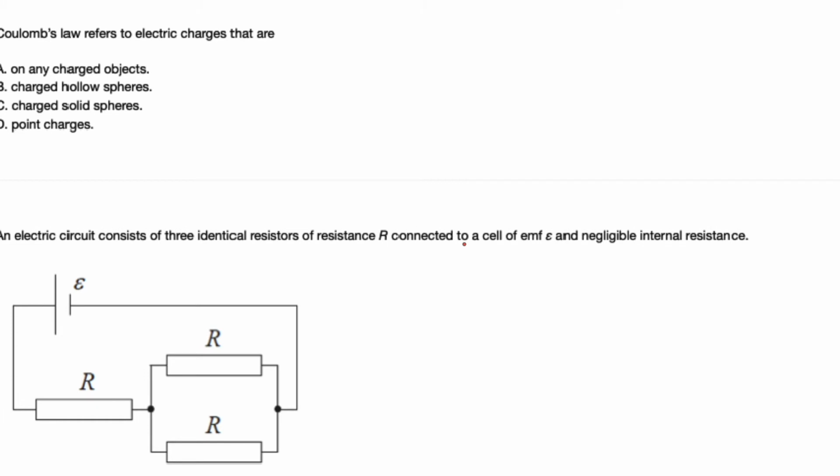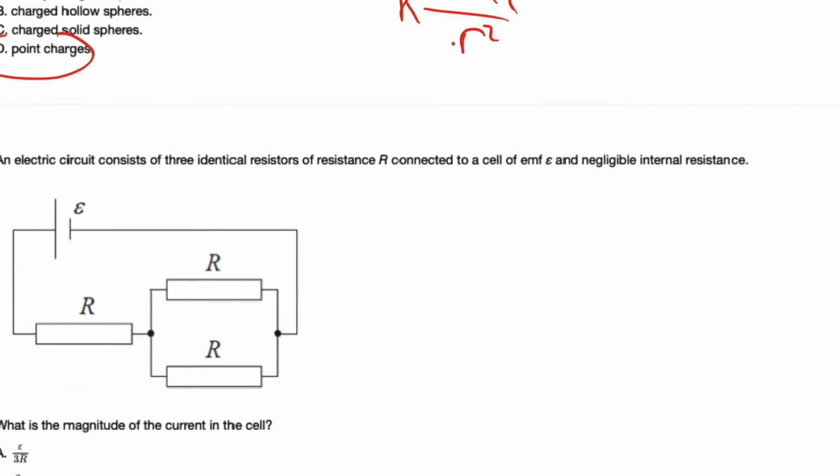Coulomb's law refers to electric charges that are in what? Any object, hollow sphere, solid sphere, or point charge? The answer is D. This is the definition of Coulomb's law. The force between two point charges is equal to the Coulomb constant times charge 1 times charge 2 over r squared, where r is the separation distance between the two charges.